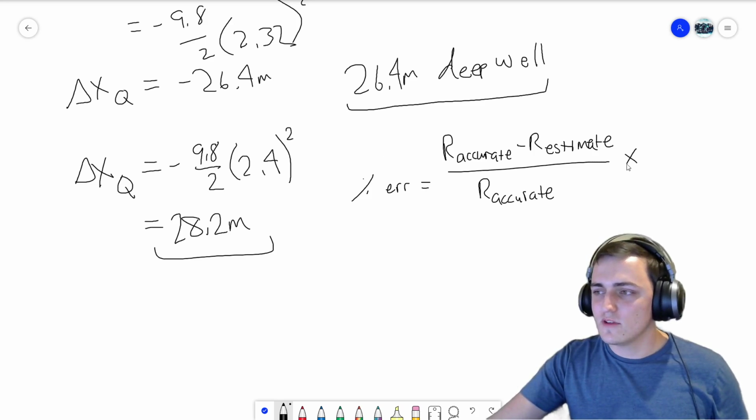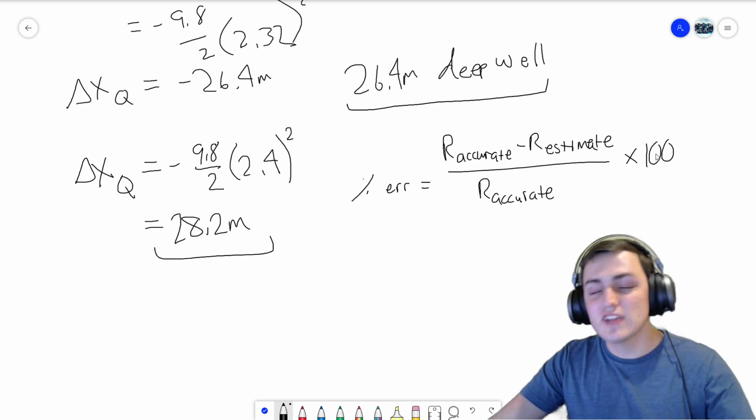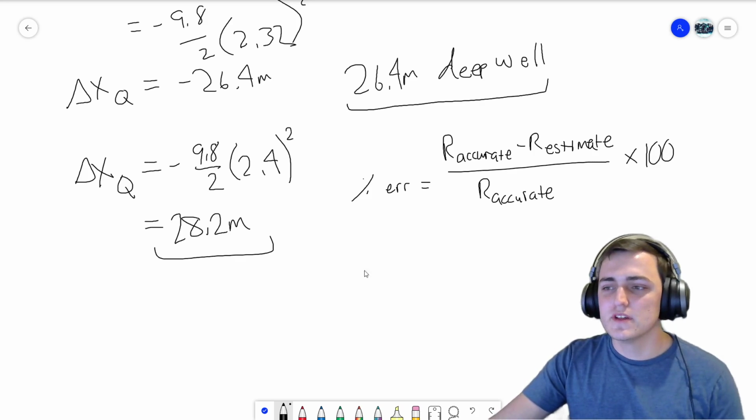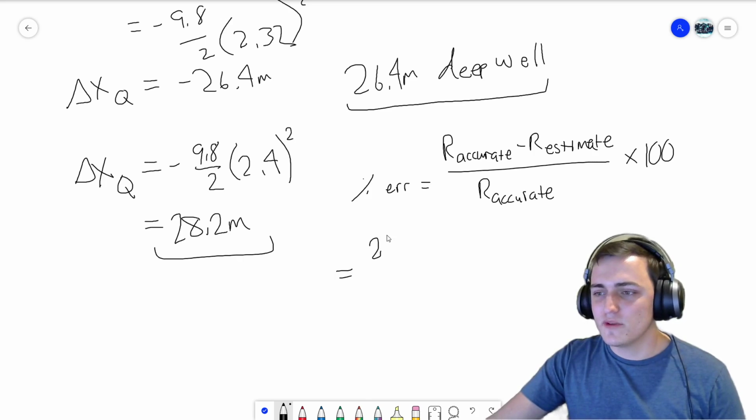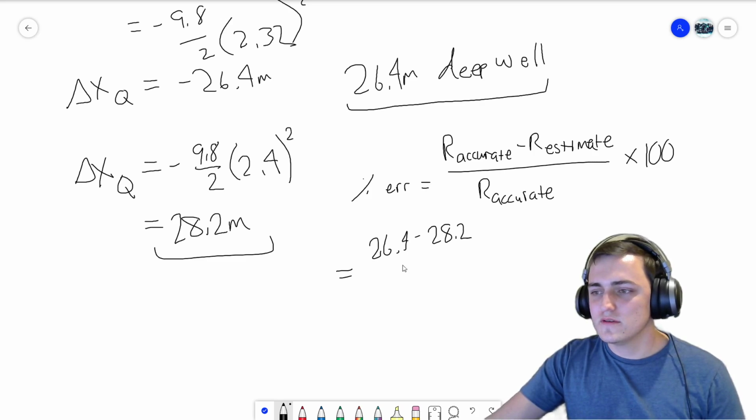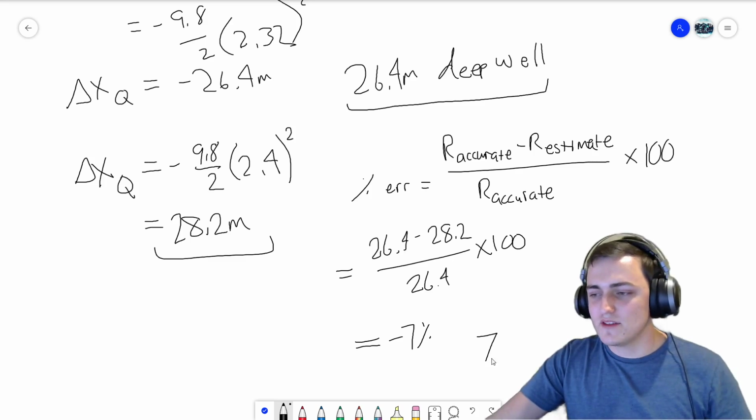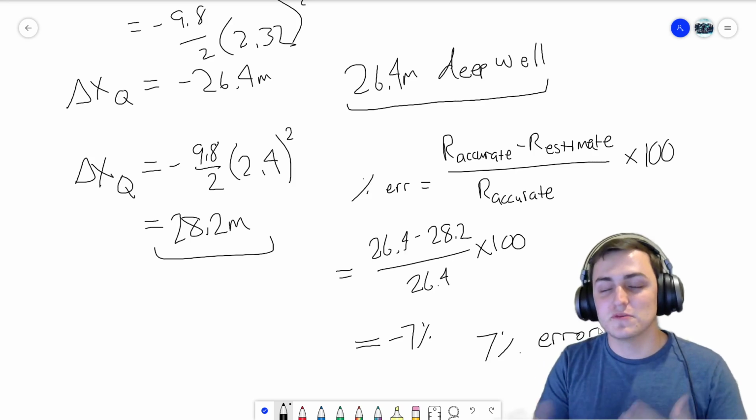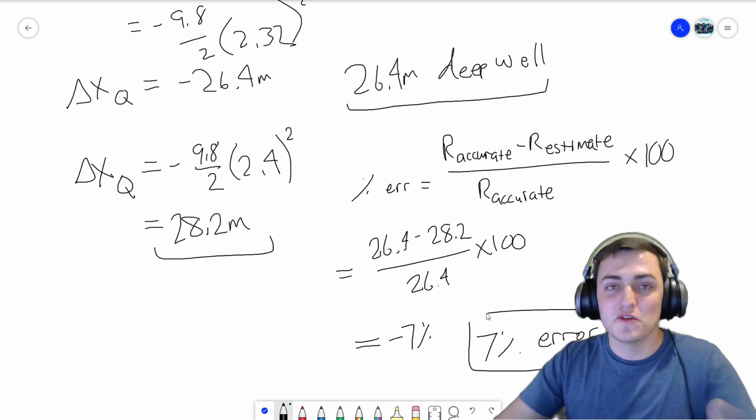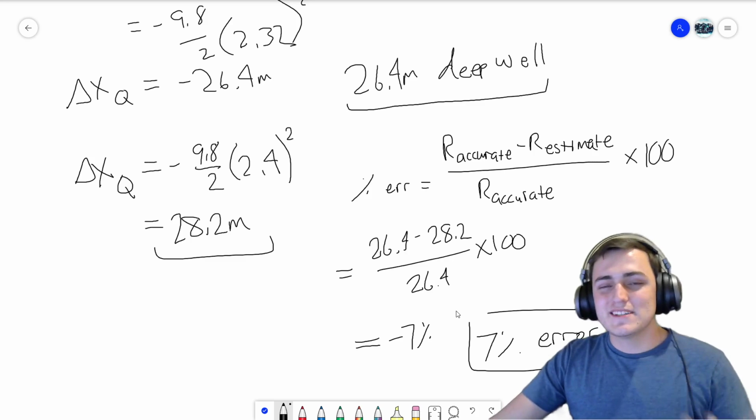So this equation, don't forget we're multiplying by 100 to get a percent. This is what we're going to use. So all we do is take our R accurate of 26.4 minus 28.2 over 26.4. Just multiply by 100. And so we're actually going to end up finding, in this situation, negative 7%. Really, we just say this is a 7% error. We just take the magnitude of that error. We don't care if it's plus or minus. We just care about how far, the number of percent, the magnitude of the percent. So this is a 7% error.